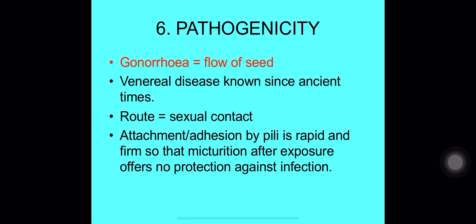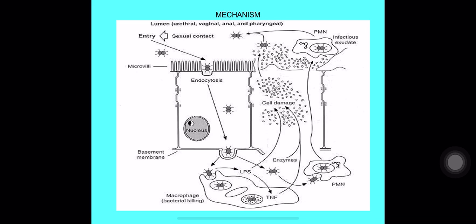Gonorrhea means flow of seed. It is a venereal disease which is known since ancient times. It is acquired by sexual contact, and attachment or adhesion by pili is rapid and firm, so that micturition after exposure does not provide any protection against the infection. This is the mechanism of pathogenicity of Gonococcus.